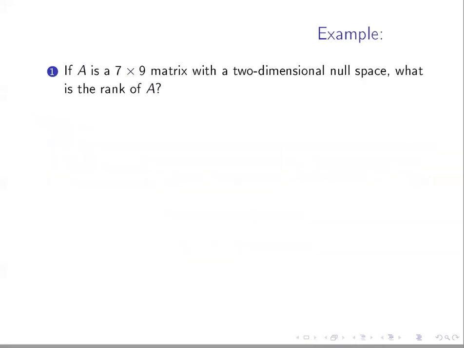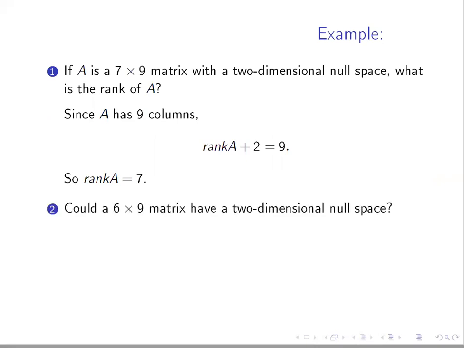So if I have a 7x9 matrix that has a two-dimensional null space, what is the rank? Well, very simply, we know that the rank of A plus 2 is equal to 9, which, using simple arithmetic, the rank of A is 7. All right, that's super nice, super easy. Now, if I have a 6x9 matrix, can this matrix have a two-dimensional null space?